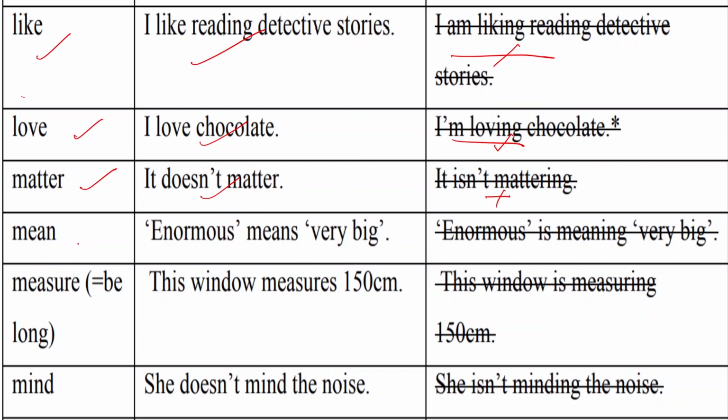Mean. Enormous means very big. Enormous is meaning very big. This is wrong. Measure. Belong. This window measures 150 centimeter. This window is measuring 150 centimeter is wrong. Then mind. She does not mind the noise. She is not minding the noise. That is wrong.